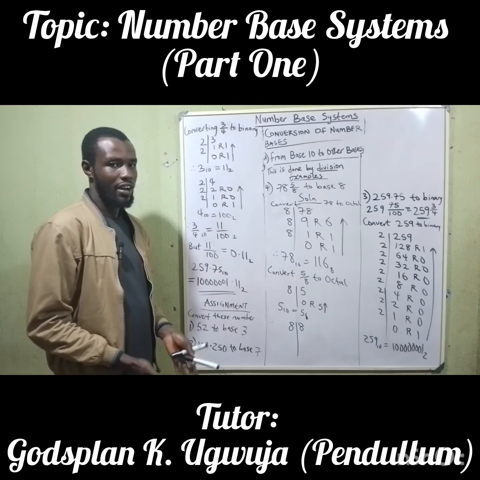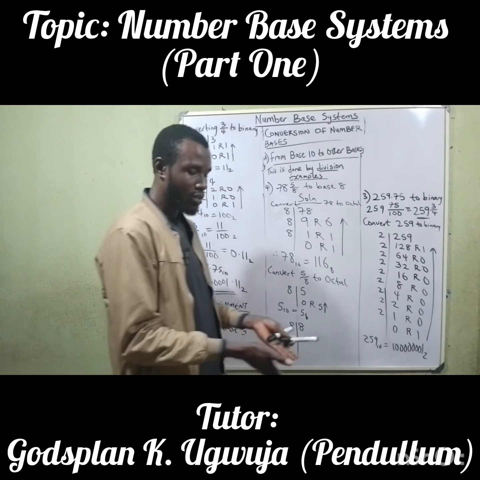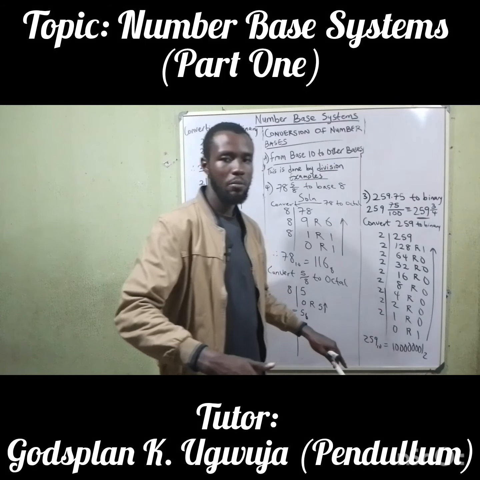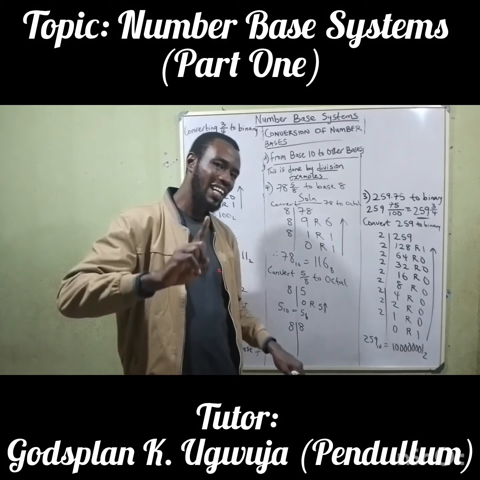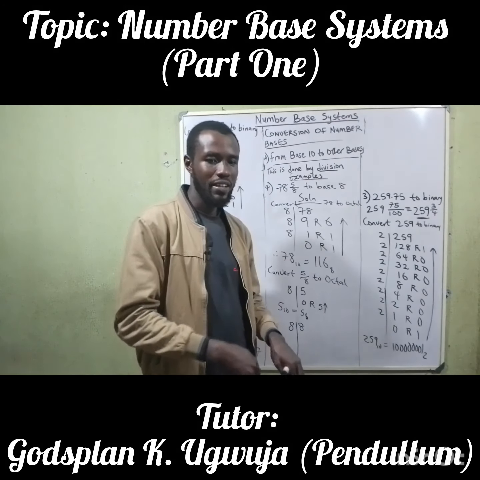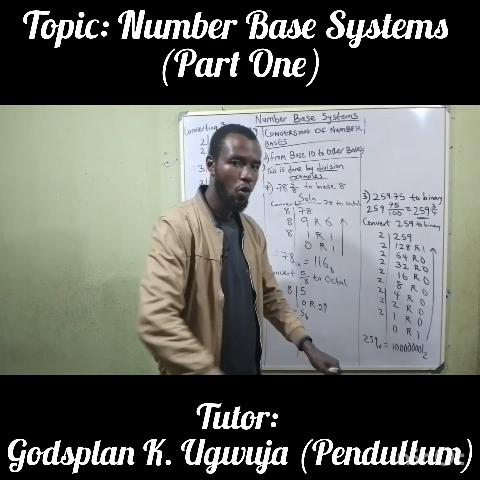It's the same thing if you're working in base 5. By the time you count 0, 1, 2, 3, 4, that's your limit for base 5. I told you the highest digit is always 1 less than that particular base. So if you're working in base 5, your limit is 4.